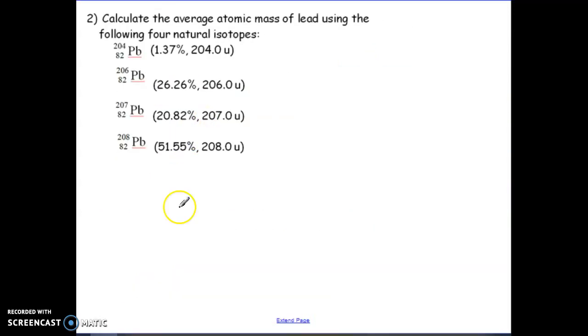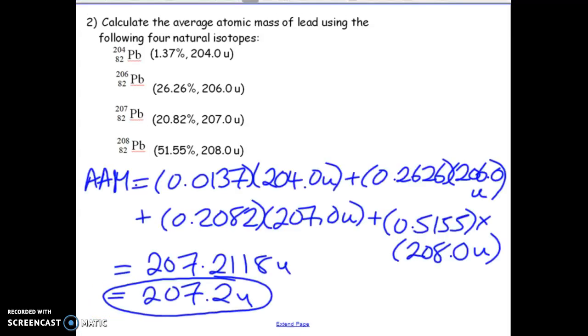Okay, so one more practice problem. This one has 4 isotopes. Pause the video, give this a try, and calculate the average atomic mass for lead. Okay, so you should get 207.2 atomic mass units. So again, you're doing the exact same thing, right? You take your percentages, divide them by 100, multiply by the appropriate isotope mass, and then you add the 4 isotopes together.